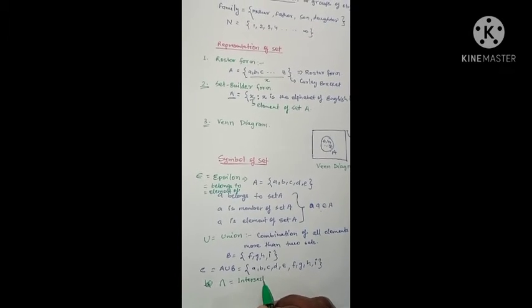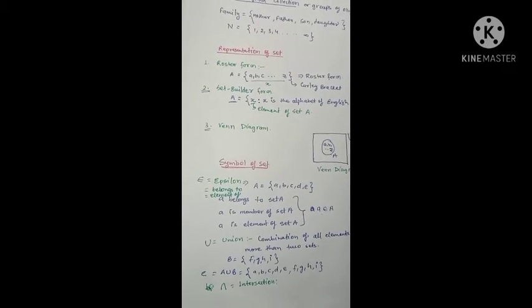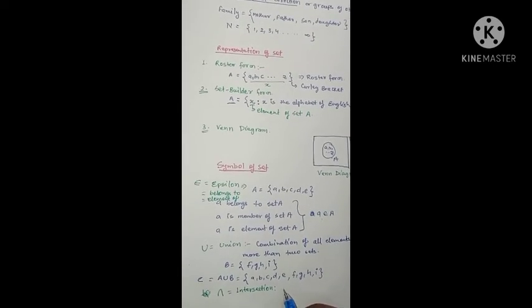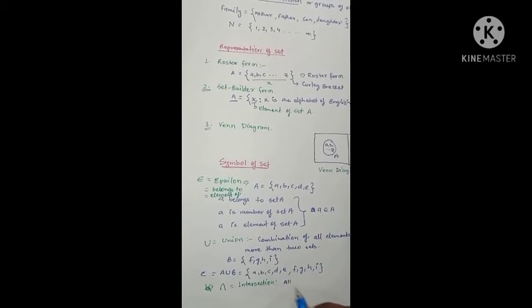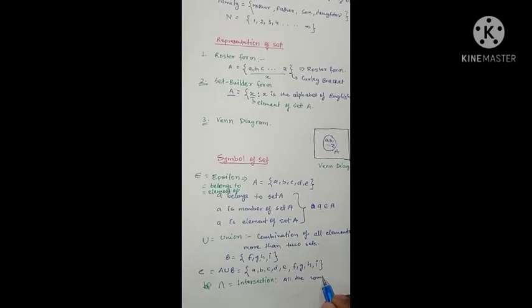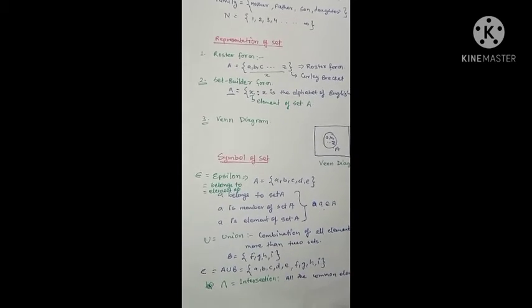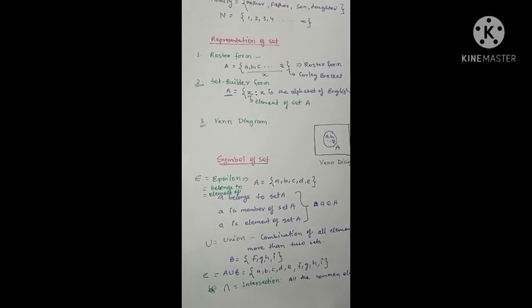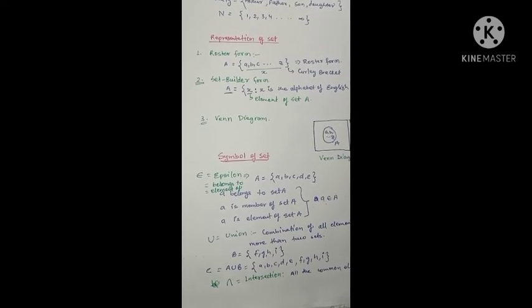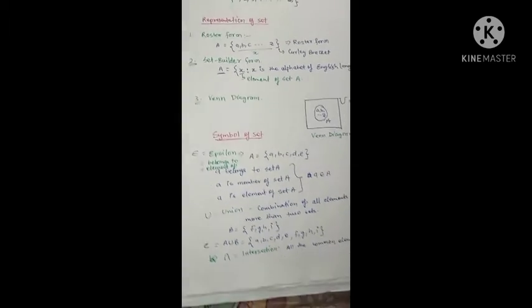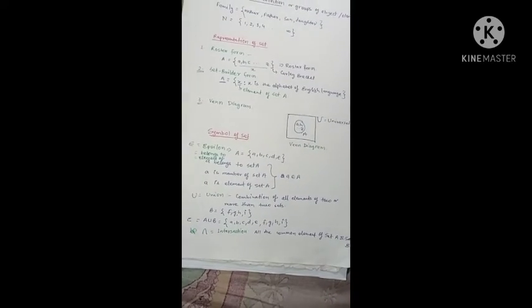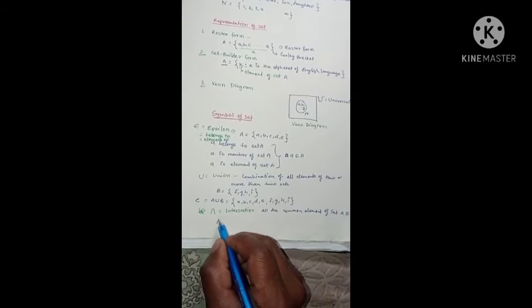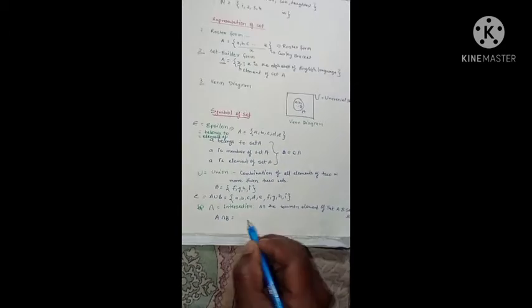Intersection. So what is the intersection? Intersection is the common element. So you can write it as all the common elements of set A and set B. So this way you can say, what is the common element here? A intersection B. What are the common elements?